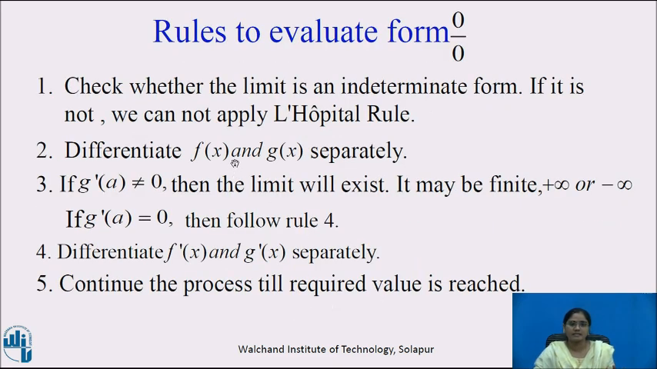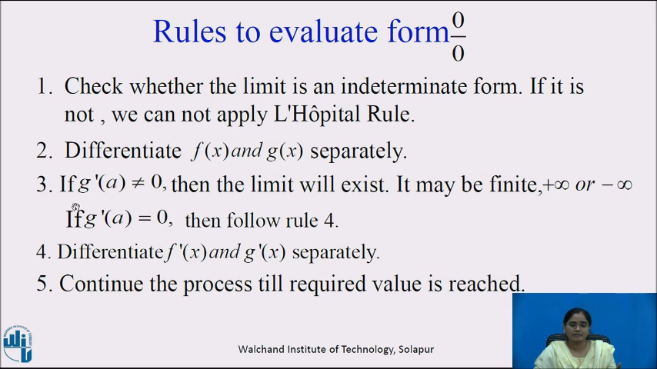Now, we'll see the rules to evaluate the 0 by 0 form. The step number 1 is check whether the limit is an indeterminate form or not. If it is not, then we cannot apply L'Hospital rule. Next, differentiate f of x and g of x separately. Means numerator function f of x and denominator function g of x should be differentiated separately.